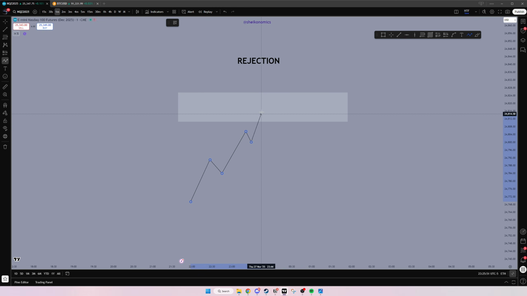Price trades into it. You have your ABS right here. We tap into the ABS level. We reject from it.